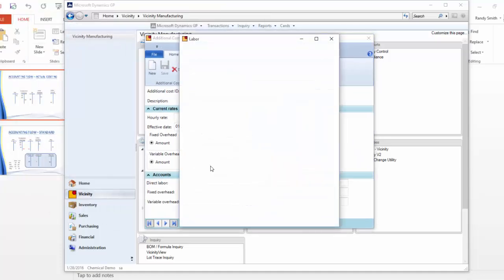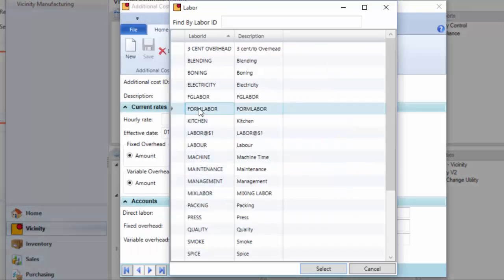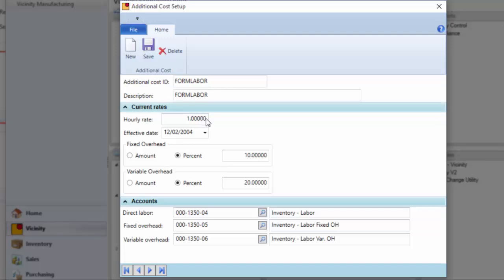Specifically, let's grab an additional cost. I think this is going to be a good one. So this is an additional cost ID. You'll set those up against a finished good or against a formula. I'll show that in action against a batch ticket in just a minute. You can have as many additional cost IDs as you want.